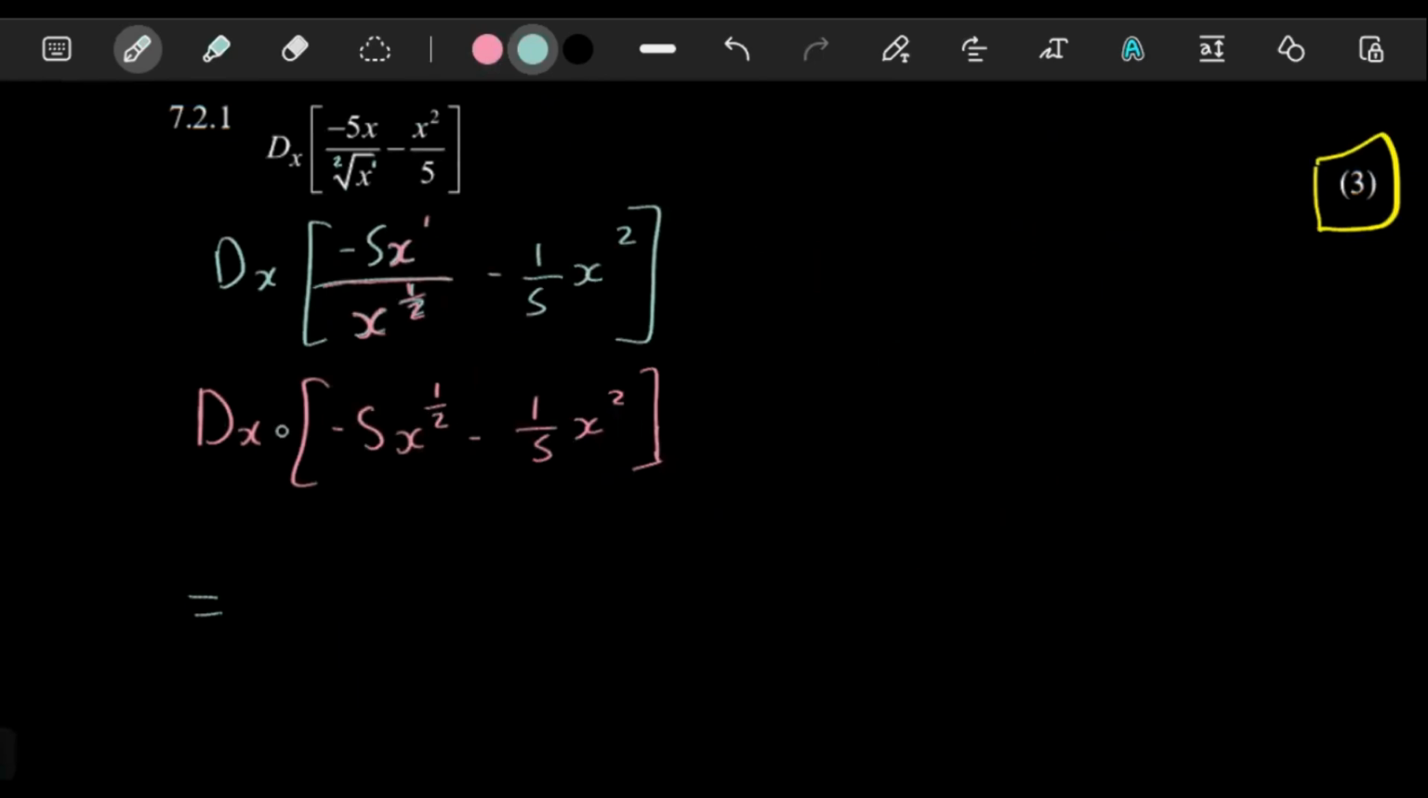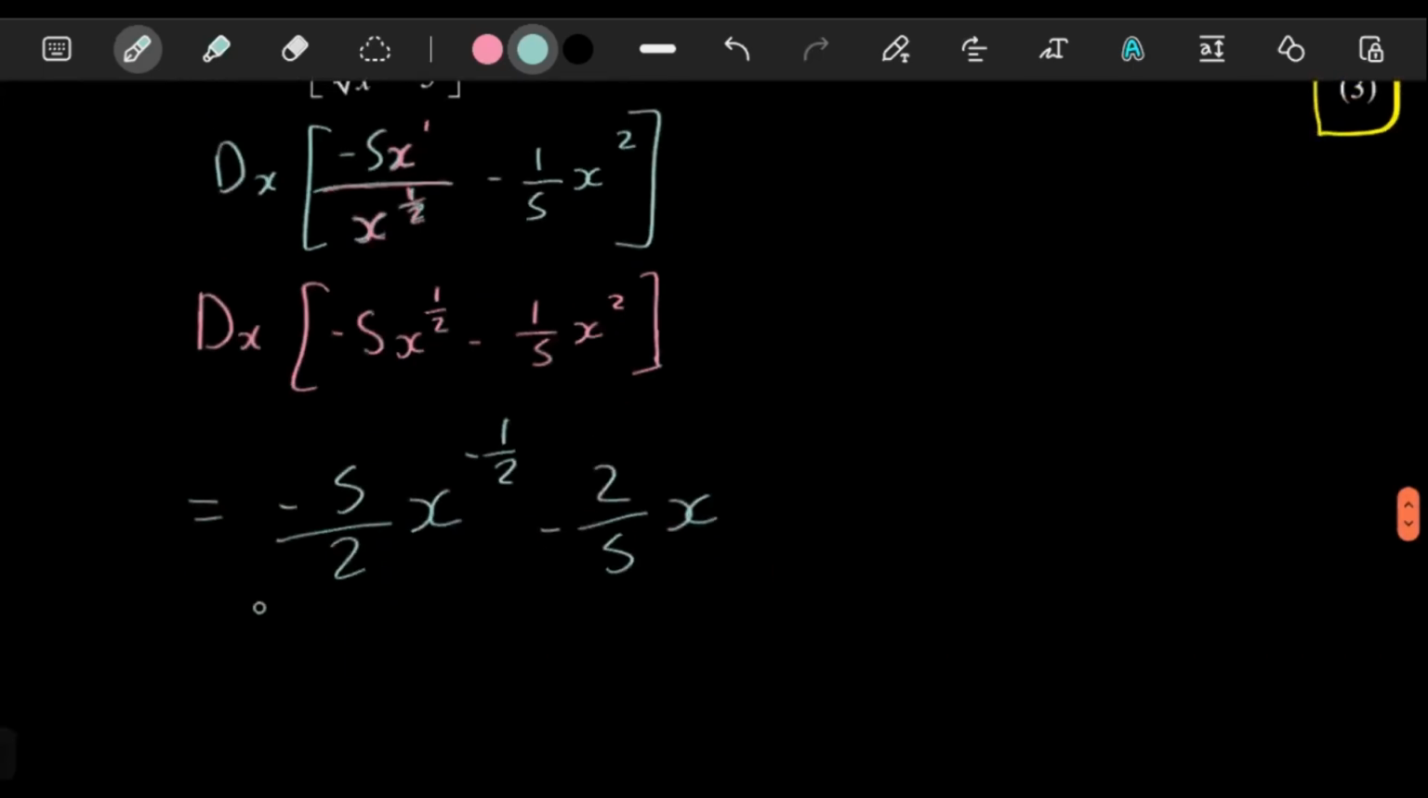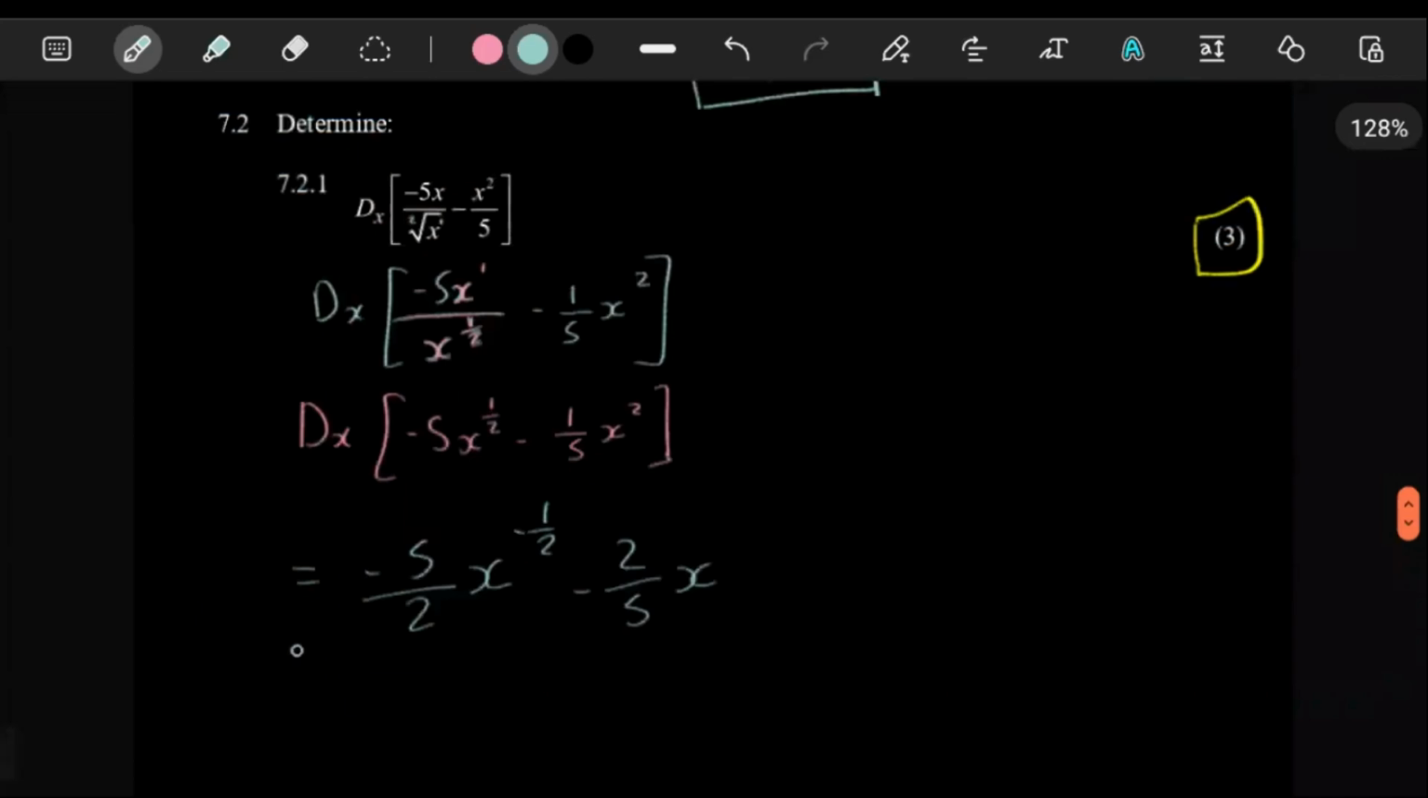A half times -5, maybe -5/2. A half minus 1 is minus a half. Here, 2 times -1/5 is going to give you -2/5. Removing 1 from the exponent is just a 1, and then this is what you have. So because this is a differentiated equation, it's your final answer. That's why you're just leaving it like all this.